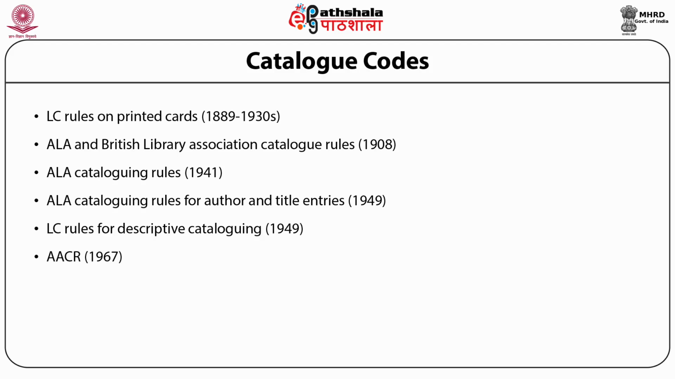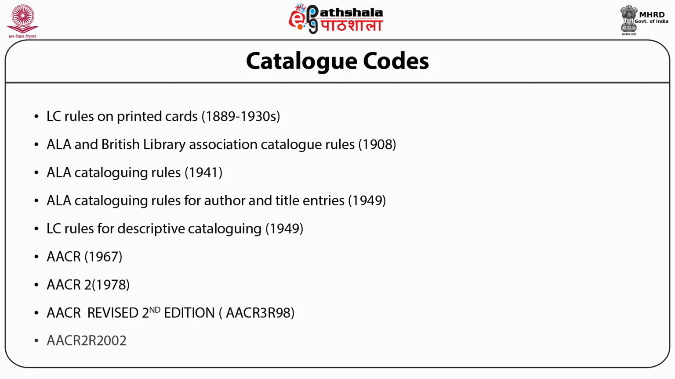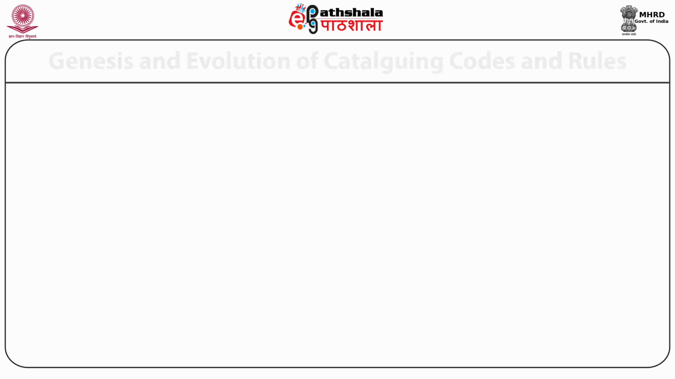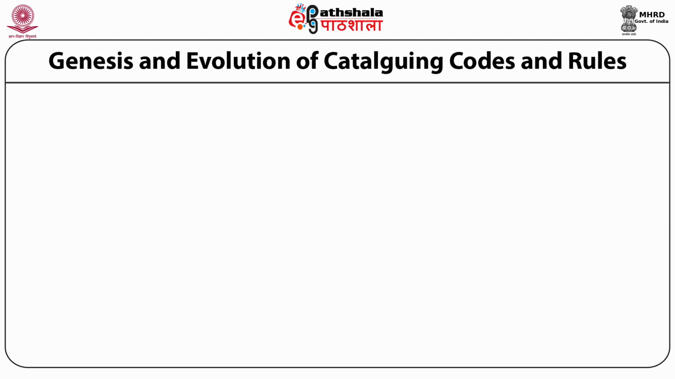This was revised and it's referred to as AACR2. It was in 1978. Then the AACR2 revised second edition came out, which is referred to as AACR 3R98, and the last one we have here is the AACR 2R2002, that is revised in 2002. Genesis and evolution of cataloging codes and rules.